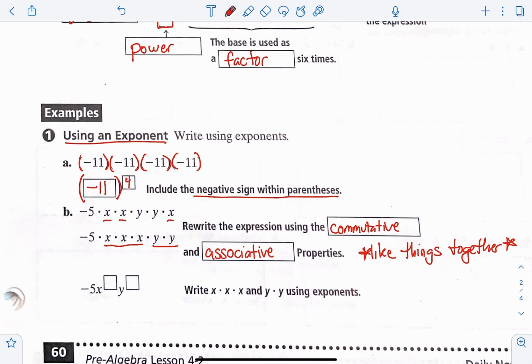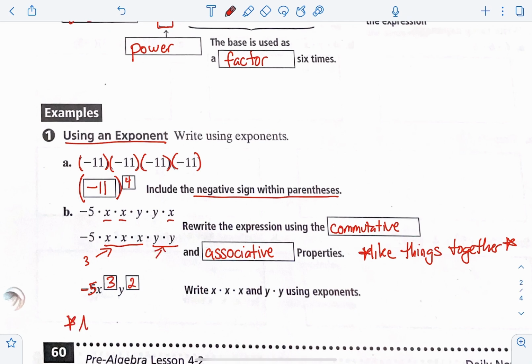The reason that we do that is because then it's easier to make sure that you're counting correctly when you're figuring out what your exponent is going to be. So to start, we put our number in the front, so we have -5. Then we have x to the power of 3. Okay, it has an exponent of 3 because there's 3 of them. And then y to the 2 because there's 2 of them.